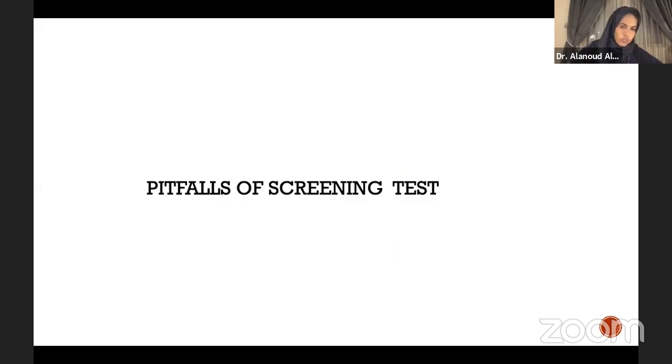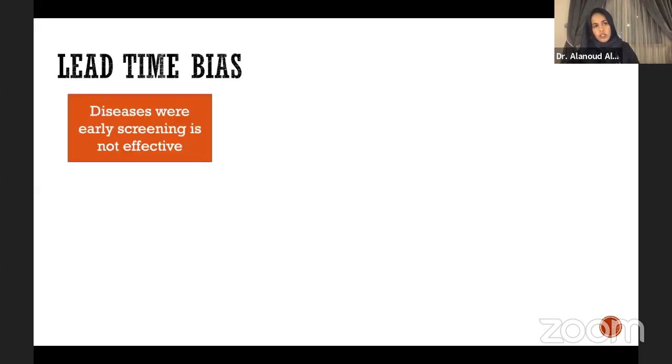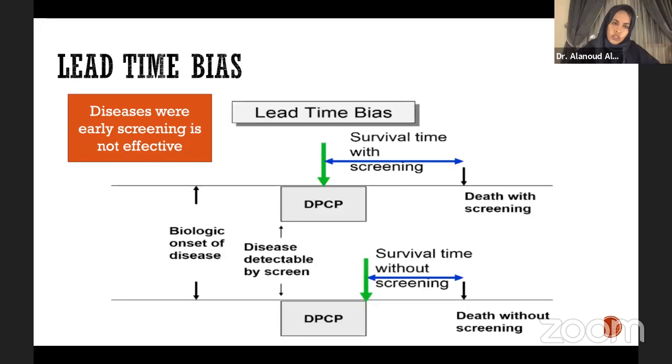We have some pitfalls of screening tests, as with any test, and one of the pitfalls for screening is lead time bias. Lead time bias happens when the diseases we are screening for are ones where early intervention will not change the course of the disease, so screening is not effective. Basically, lead time bias is when we screen patients in the detectable preclinical phase. As we can see here, we are detecting the disease earlier than with diagnosis. With diagnosis, we are detecting disease based on symptom appearance.